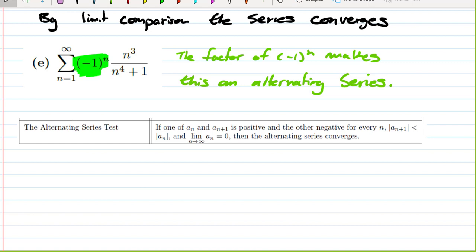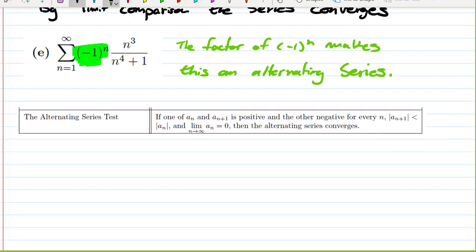Well, always positive is easy because n cubed is positive, n to the fourth is positive, so a positive plus a positive is positive, and a positive divided by a positive is positive. So that part is done. To show it is decreasing, we can compare it to its continuous counterpart. So we have f of x equals x cubed over x to the fourth plus 1.